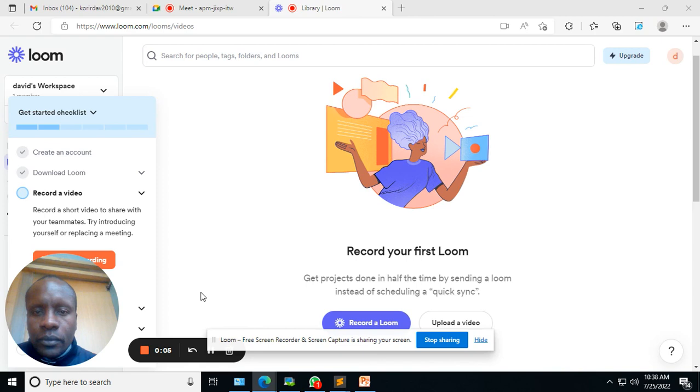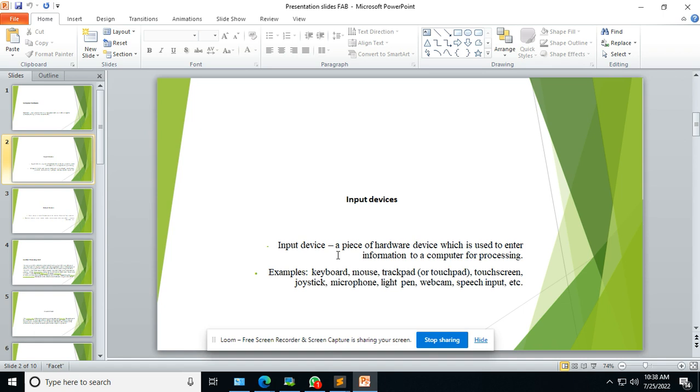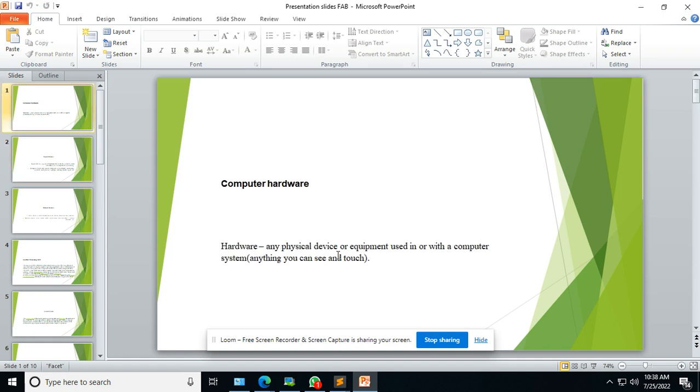Sasa fungua slide. Fungua slide. Okay, hapo so, chini. Do you see now? Do you see my slides? Yes, we can.